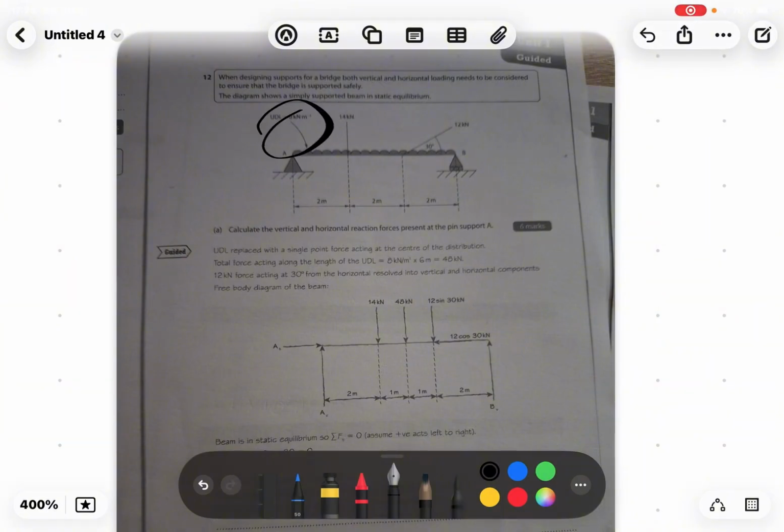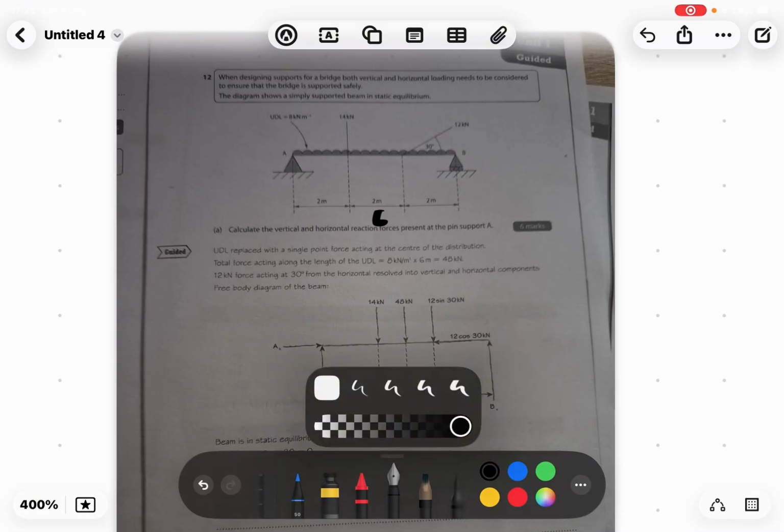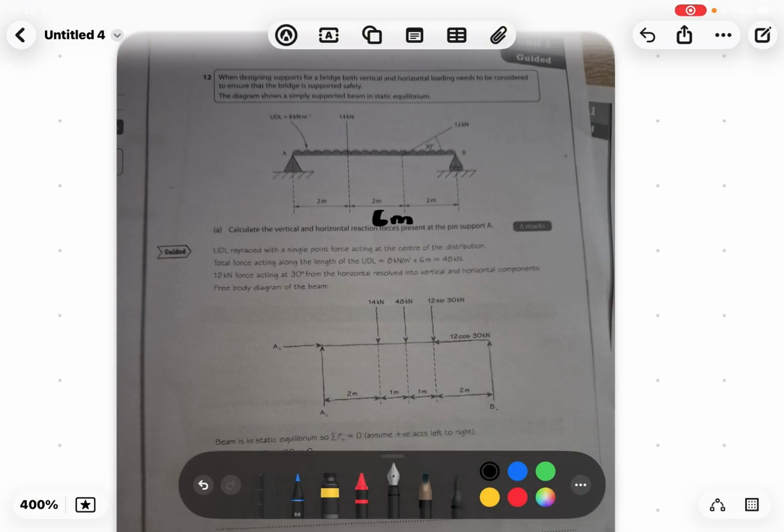The way we make it the same as this is we times this by the whole of the thing. These all added, the whole thing, is 6 meters. So we do 8 times 6, that is 48. So we put it right in the middle. That's what you do when you find the resultant, you put it right in the middle, and it's in kilonewtons. So it's at 3 meters.